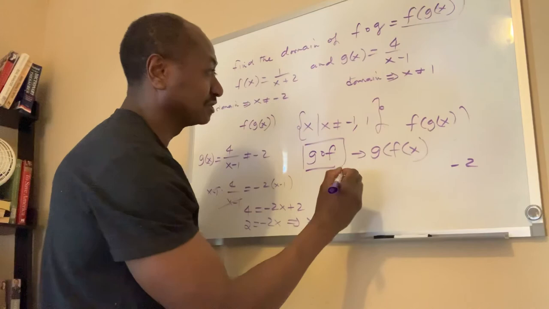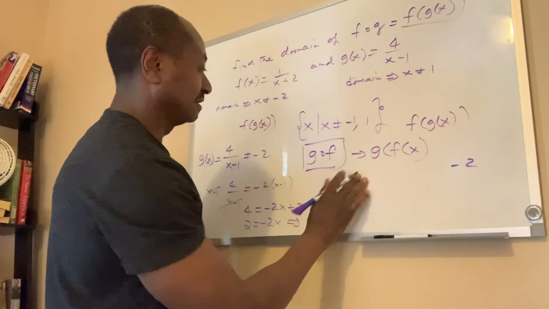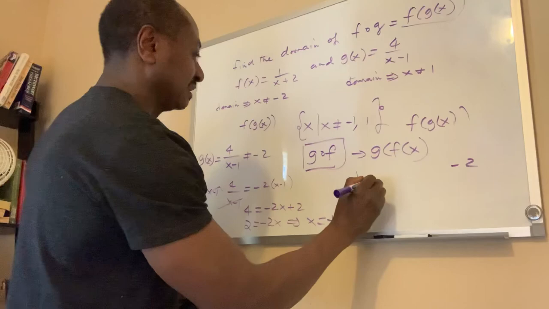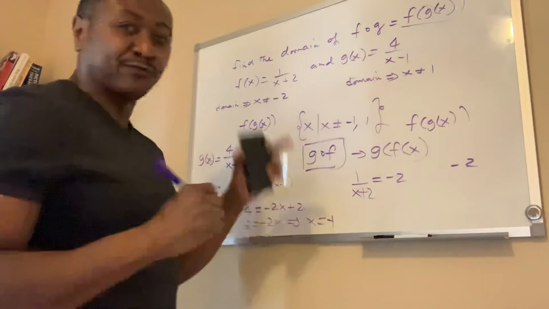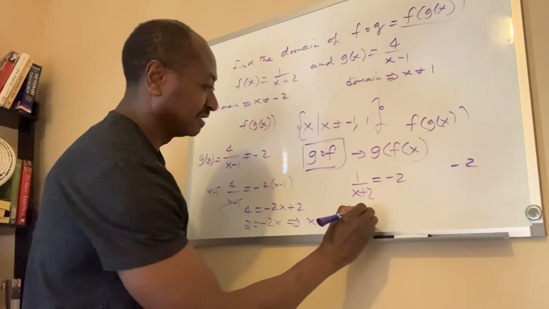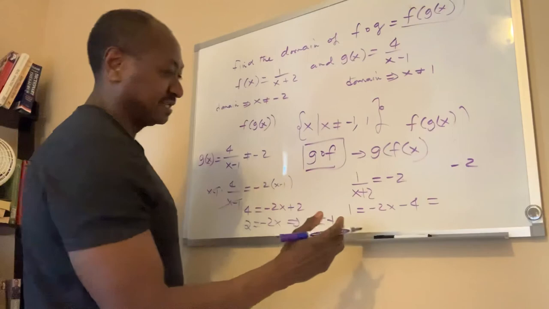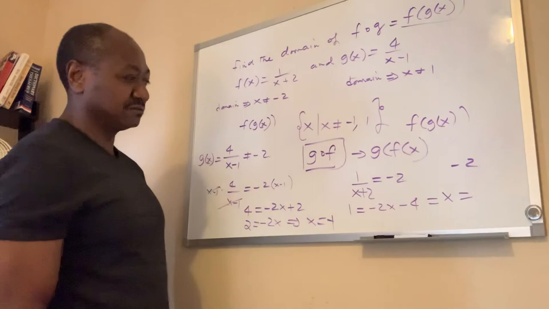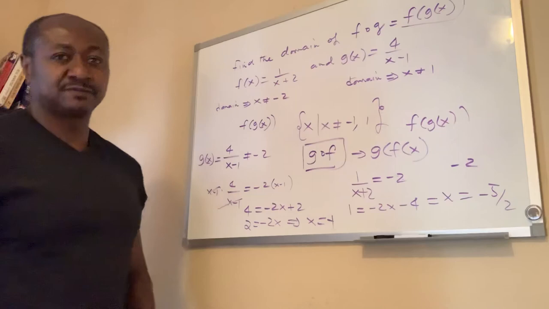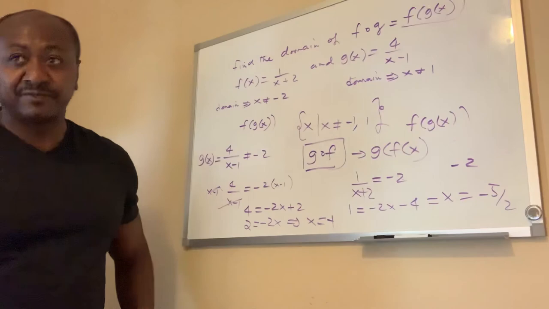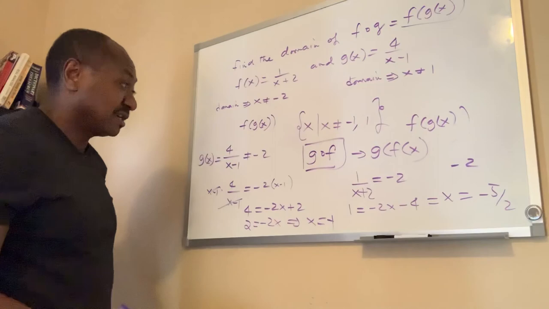So here what we have been solving for is that the function 1 over x plus 2 equals negative 2. We solve this for the additional domain. That would have given us 1 equals negative 2x minus 4, and we would have had x equal to negative 5 over 2. Okay, and I'll talk more about this in the presentation tonight. So this is how you find the domain of a composite function.